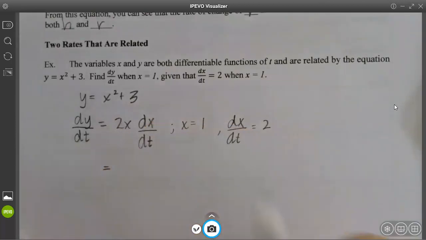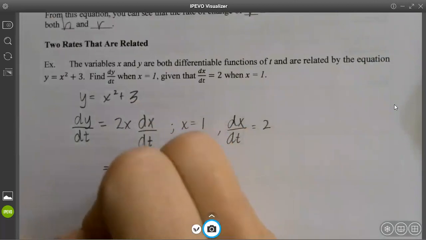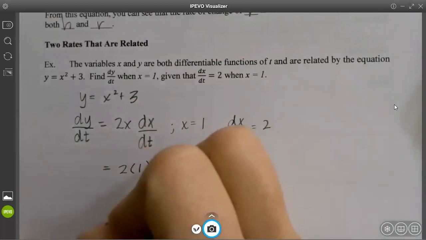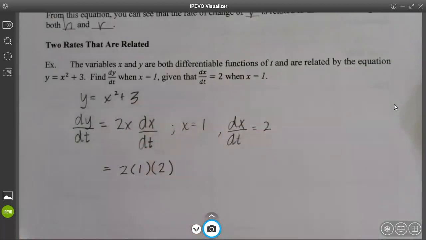So what is your x? What is your dx dt? So then you just plug it in and solve it out. So dy over dt is 4.